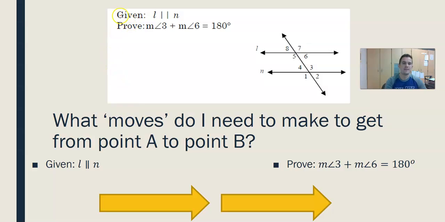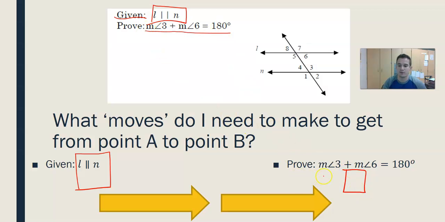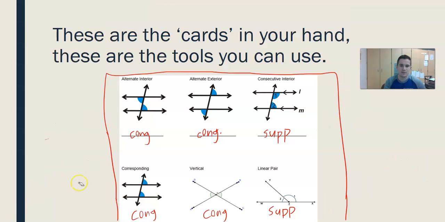Here's a proof. I'm given that L is parallel to N. That is my very first card. That's where I'm starting. I know that L is parallel to N. Where I'm trying to end is with this: the measure of angle 3 plus the measure of angle 6 is equal to 180 degrees. So first of all, do you think that's true? Do you think angle 3 and angle 6 are supplementary angles? Do they add up to 180 degrees? I would say yes.